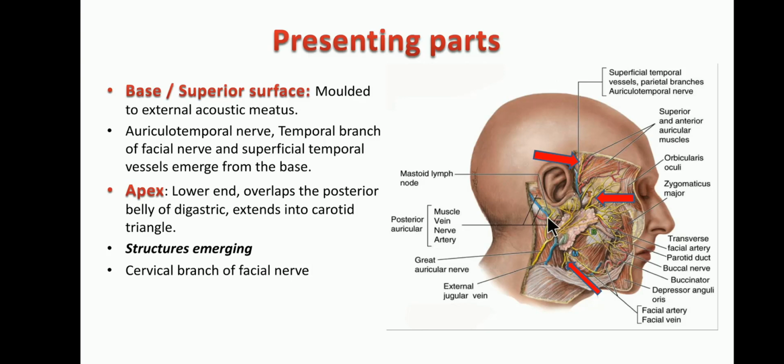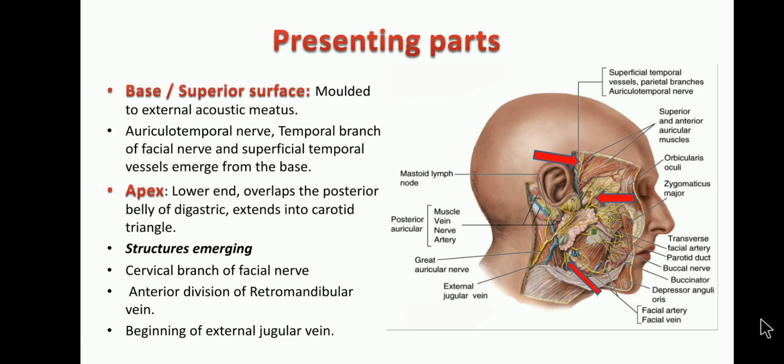It is formed by the union of the posterior auricular vein with the posterior division of retromandibular vein. Okay, so there is a small mistake here. It should be posterior division, instead it is given as anterior division. So kindly make a note of it.